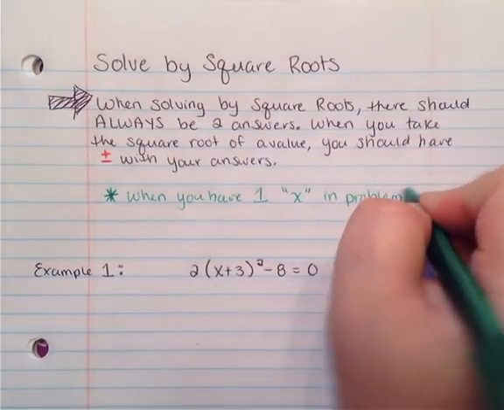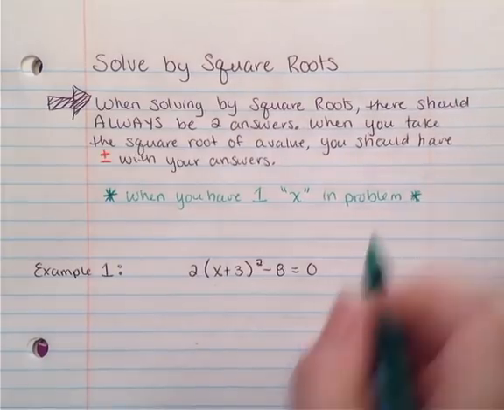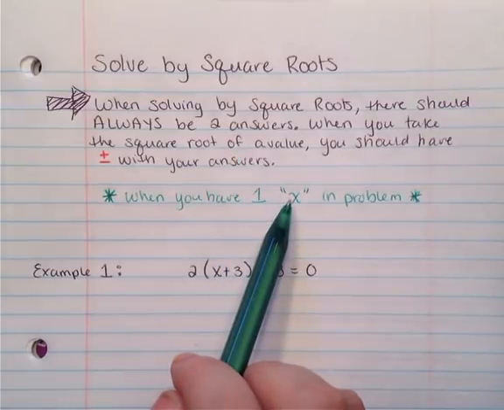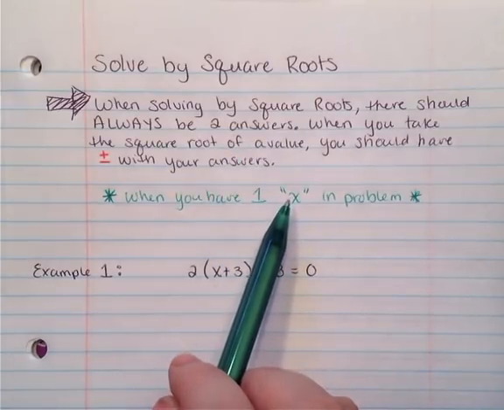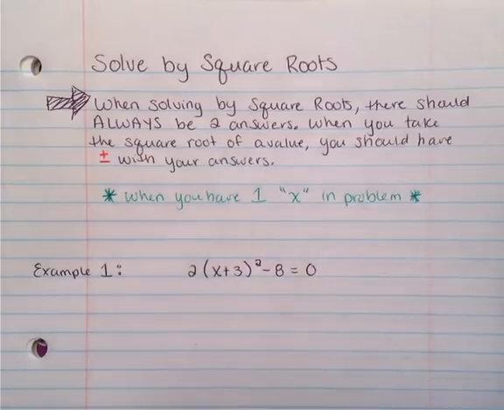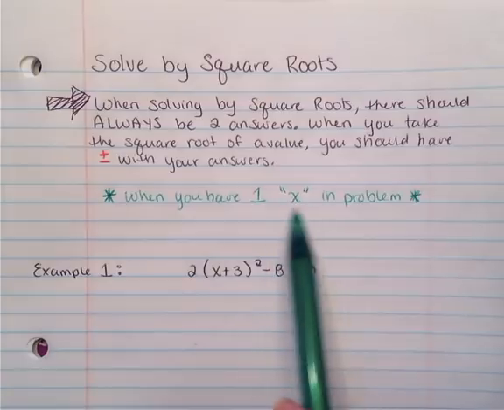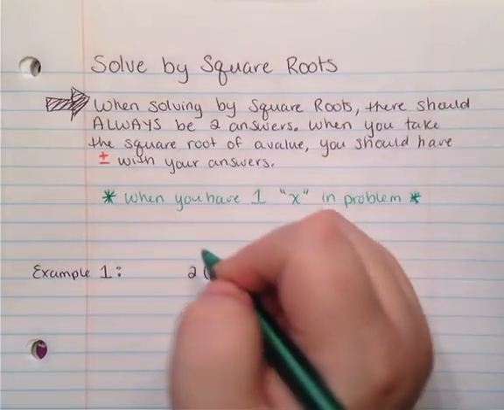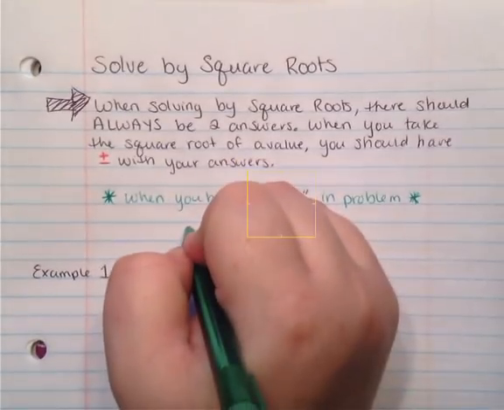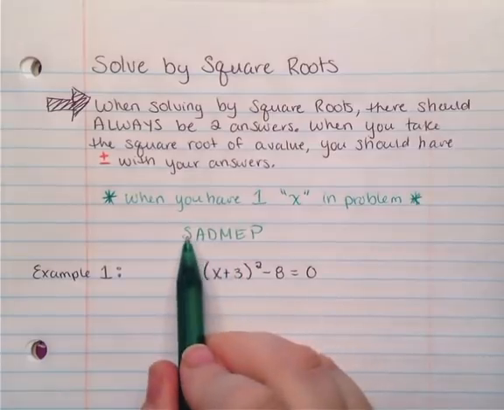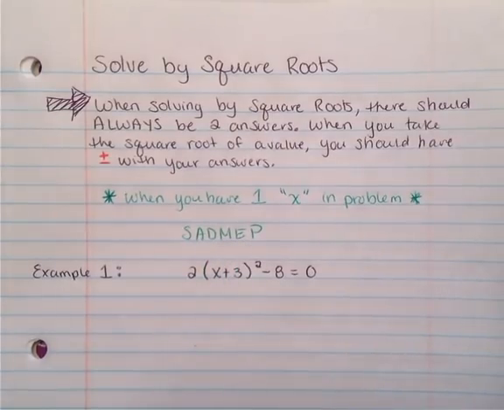So that could mean that you have it in vertex form, when there's only one x in the problem. It could be when you have no bx term and you just have the ax squared plus c. You want to get the x by itself, and since there's only one letter x in the problem, square roots would be the best way to do this. Now when we're solving by square roots, we still want to get the x by itself, so we still need to do PEMDAS backwards. Another way of saying that is SADMEP. It's the order of operations, but we're going to do them backwards because we're solving instead of just simplifying.